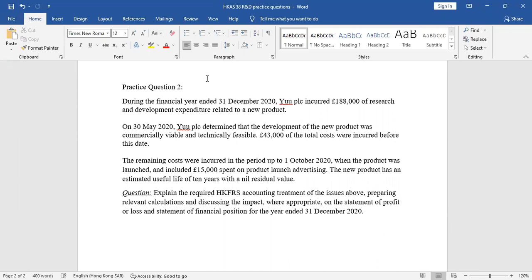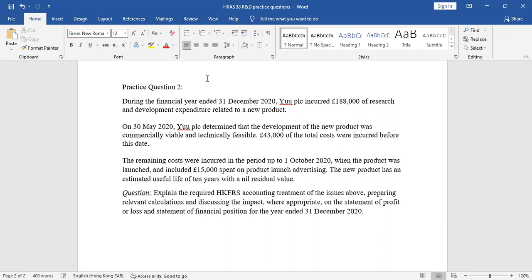If you read the question, explain the required HKFRS accounting treatment of the issues, preparing relevant calculations and discussing the impact. I would be verbally discussing the impact. You can make the calculations because you're already at the advanced stage. You are writing the module 11 financial reporting exam. I'm pretty sure you are well versed to do the calculations by yourself. So I would be verbally discussing and guiding you through how to think through these questions basically.